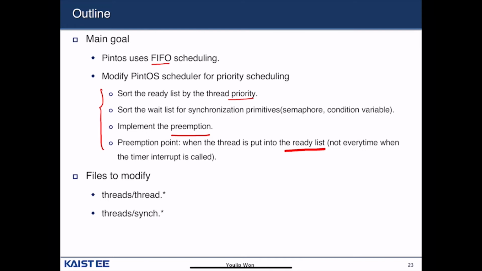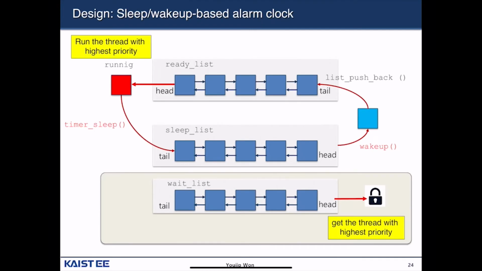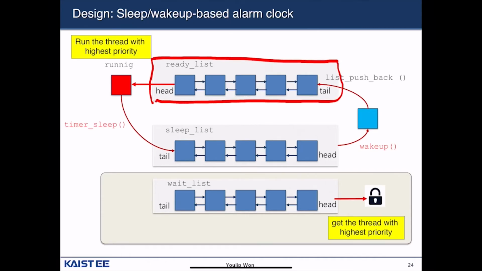You have to modify 2 files. So this is the design. When you examine the ready list and select the next thread to run, you get the thread with the highest priority. That's one thing. And then when there are a set of threads waiting for the lock, then when the lock becomes available, the operating system selects the thread with the highest priority. That's the two things you have to implement.